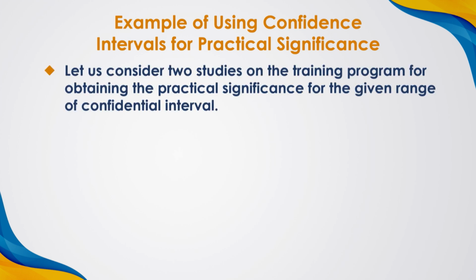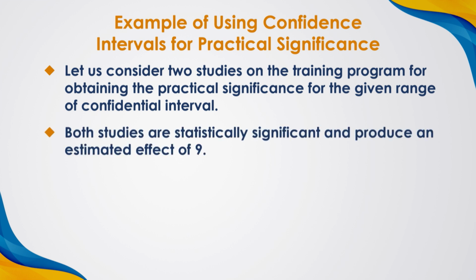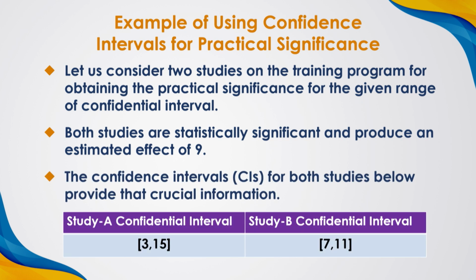Let us consider two studies on a training program, to obtain practical significance for the given confidence intervals. Both studies are statistically significant and produce an estimated effect of 9. See this example. Study A's confidence interval has a lower limit of 3 and an upper limit of 15. The estimated effect is 9, the central value, with 3 as the lower limit and 15 as the upper limit. Coming to study B, the lower limit is 7 and the upper limit is 11.